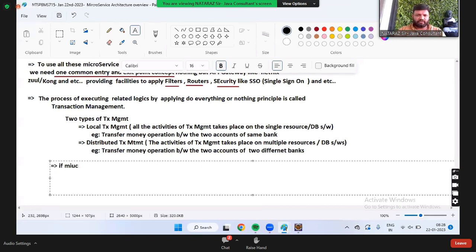If the communicating microservices are completing a job or task together, it is recommended to enable distributed transaction management.